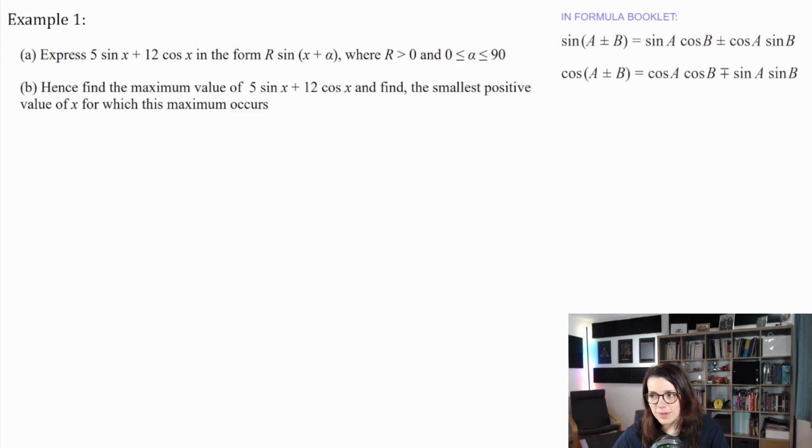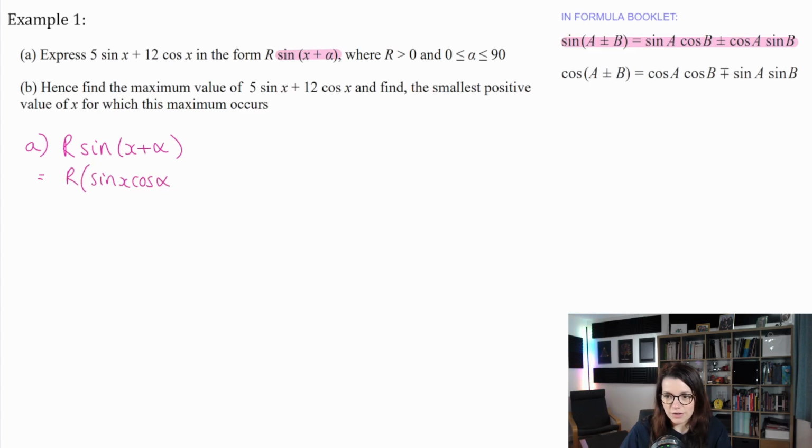Now, for these types of questions, we want to use the addition formulas that are given to us in our formula book. In particular, we want to use the sine one this time because the format that they want involves sine (x plus alpha). So the first step for part A is to write out r sine (x plus alpha) using the addition formula. So that's going to be r times (sine x cos alpha plus cos x sine alpha). Multiply through by r and you get this.